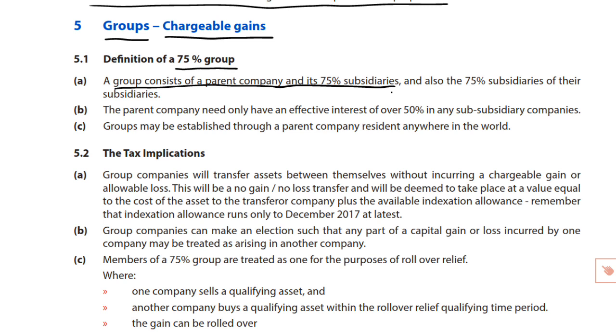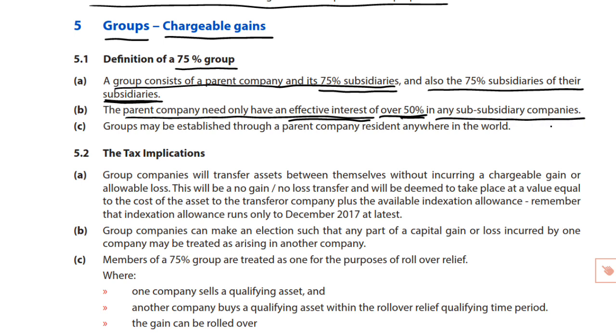But of course, just as with group relief, there was an issue about how we deal with indirect subsidiaries. So too, there is an issue for gains group purposes as well. So a group consists of a parent company and its 75% subs, and also the 75% subs of their subsidiaries. The parent company need only have an effective interest of over 50% in any sub-subsidiaries, any indirect subsidiary companies there.